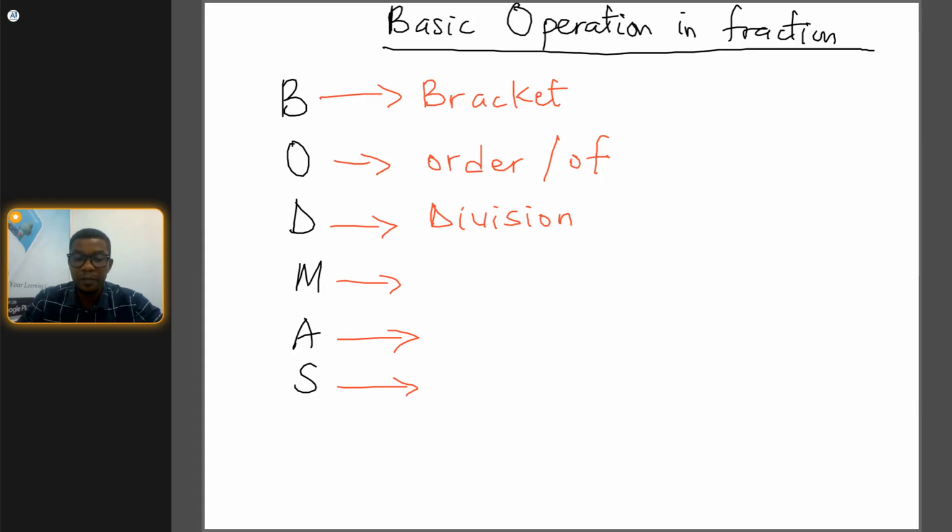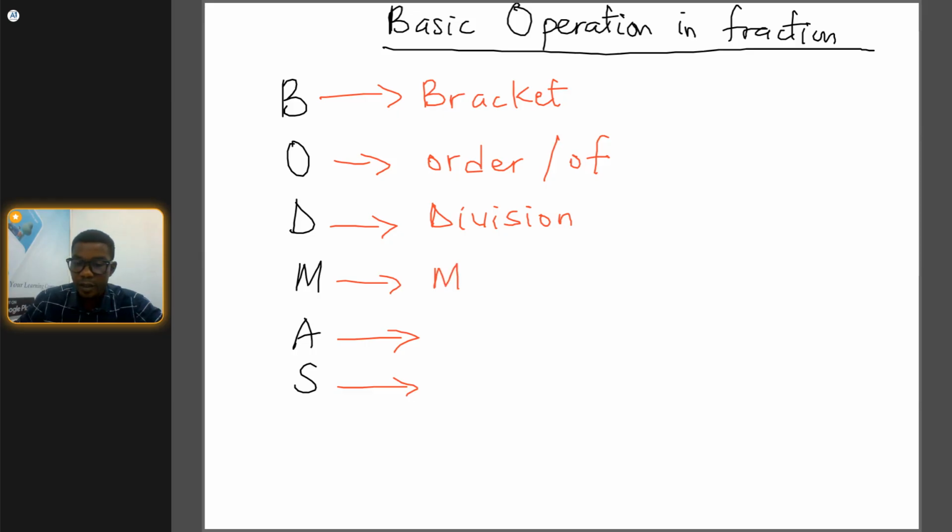What does M stand for in BODMAS? What does A stand for, and S? I'm waiting for a response in the chat box. What do M, A, and also S stand for in BODMAS?